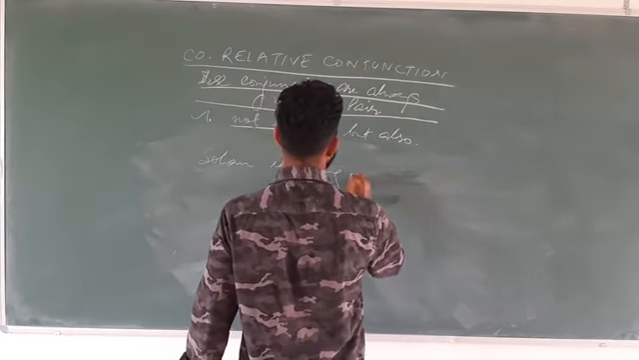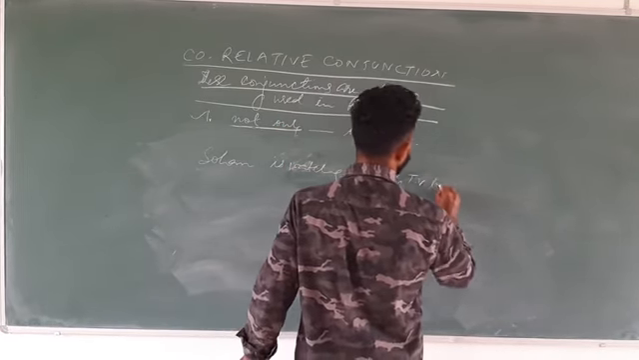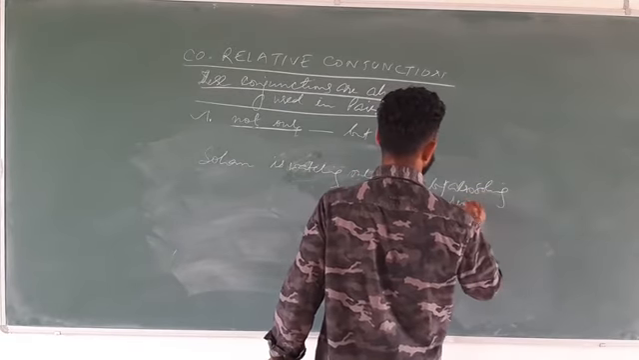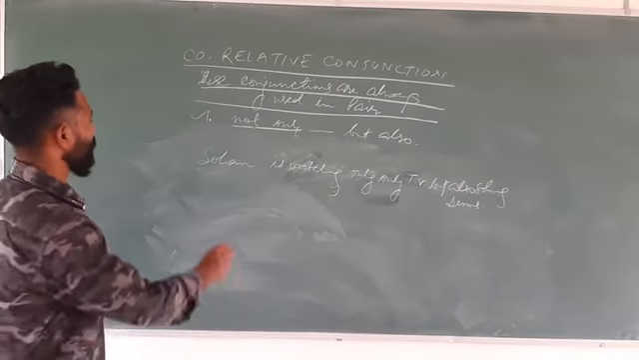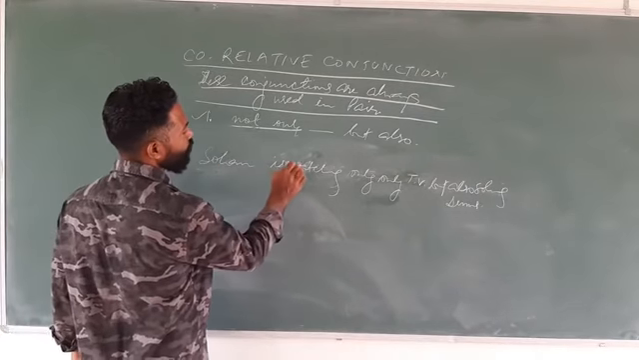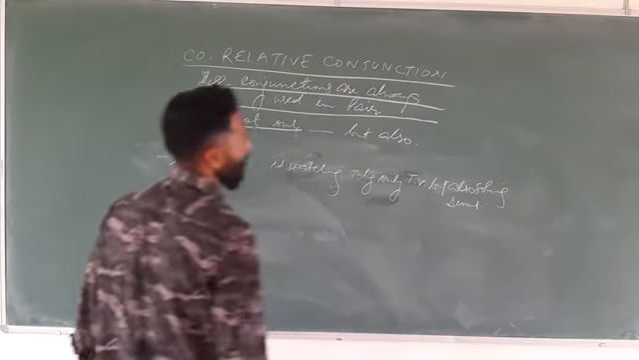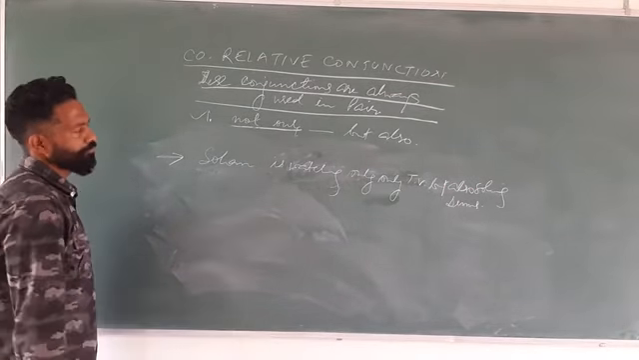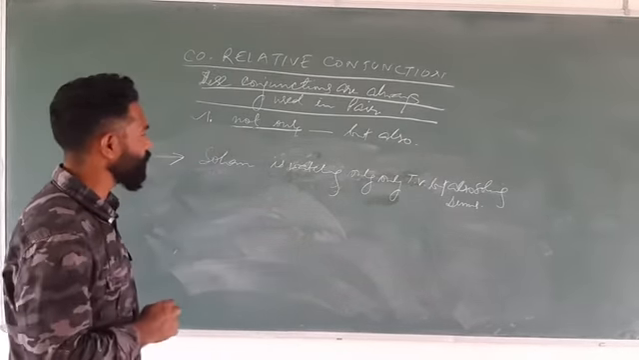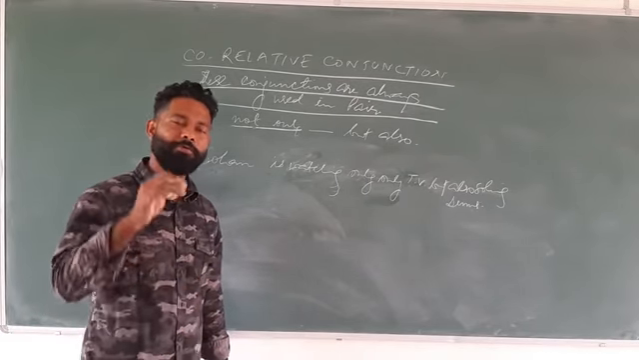Sohan is watching not only TV but also solving sums. See, this is one sentence. Read this sentence once again. Sohan is watching not only TV but also solving sums. Can you tell me what is wrong in this sentence? On the surface, you would feel that the sentence seems quite fine and there is nothing wrong with it, but it is wrong. Tell me what is wrong.